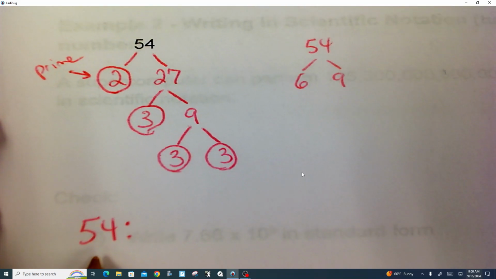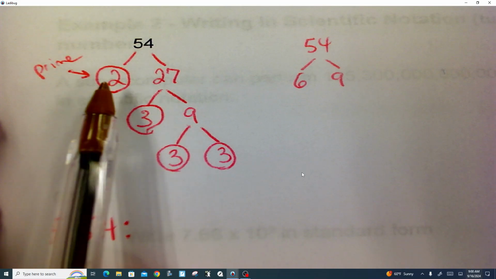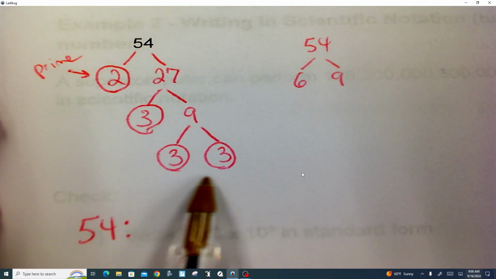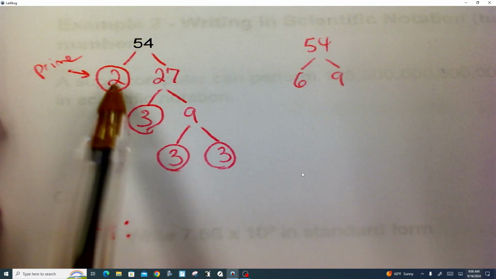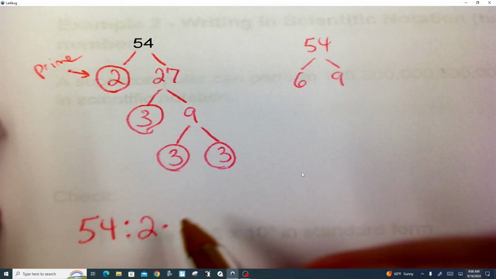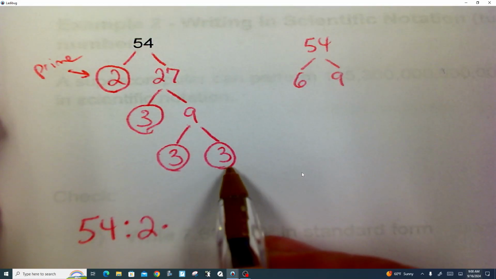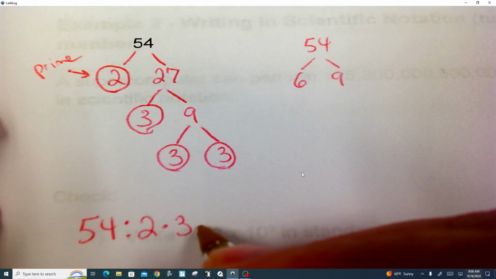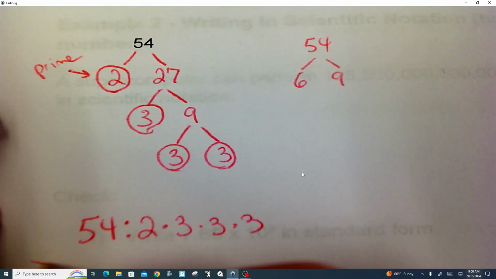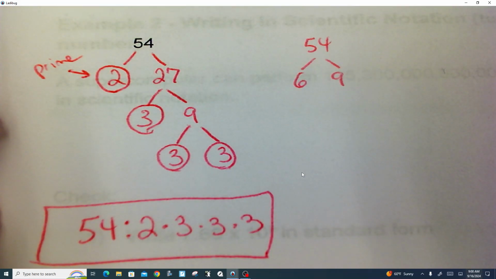So my prime factorization of 54. I'm going to put 54 and I'm going to put a colon here. And now here's the key. I want you to write these prime factors in order. What's my smallest prime factor? 2. So write this one first and then say, hey, it's timesing, what's my other? 3 3s. And we're good with that.